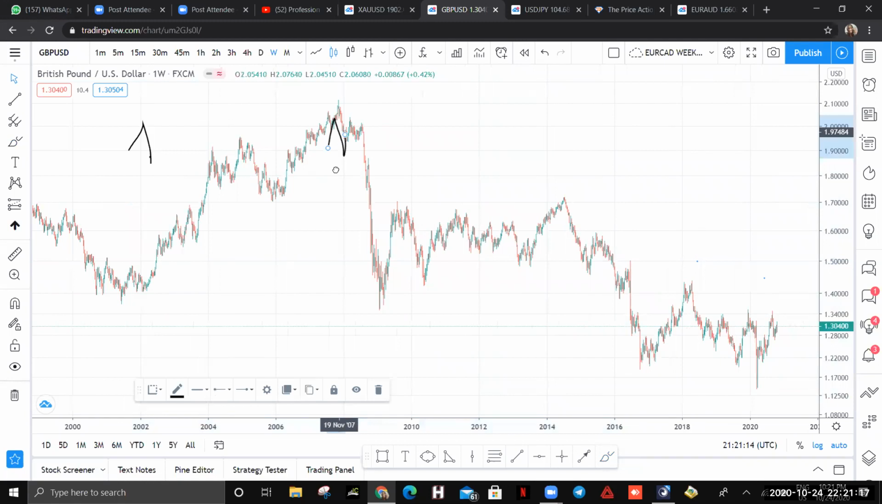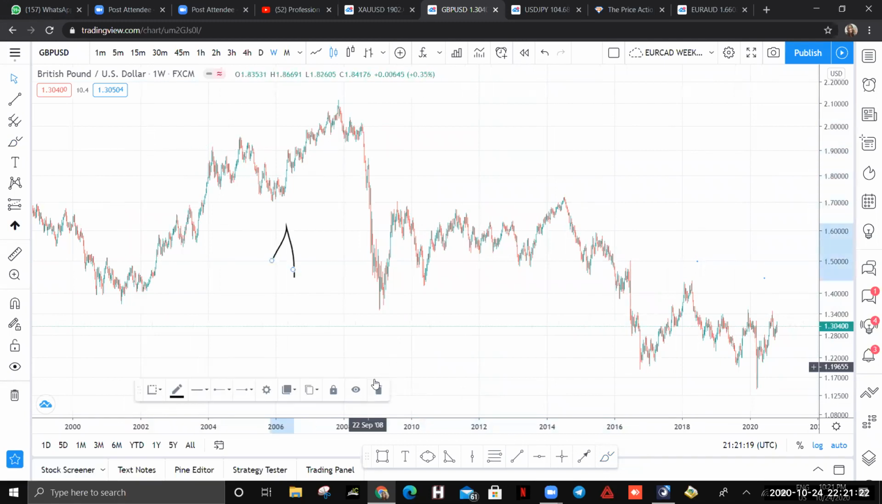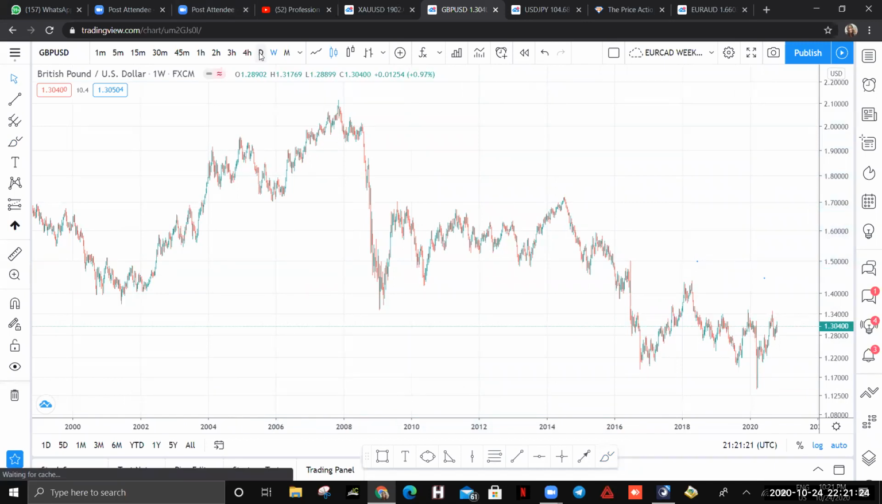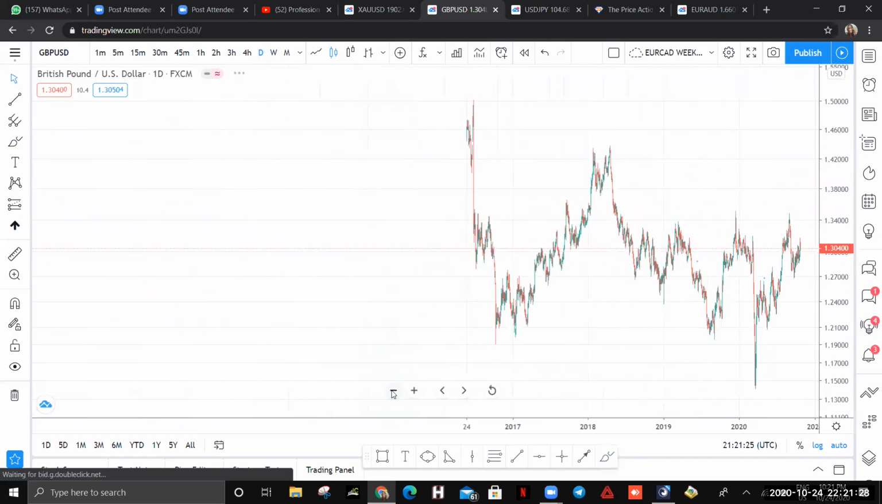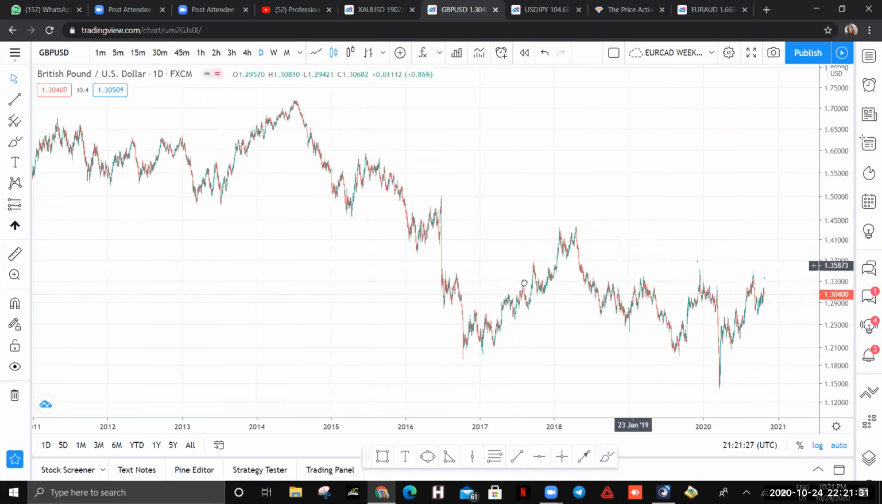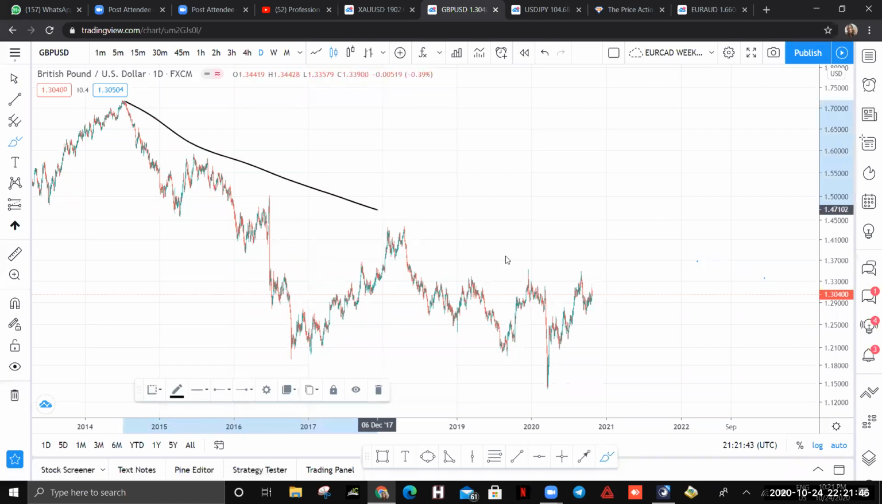Okay, so we've seen what's happening on the weekly. We'll go to the daily. What's happening on the daily? Okay, now daily, what are you seeing? Is it still moving up or is it still coming down? What are you seeing? Please type on the chat box on the daily time frame. What are you seeing? The market is still downward.